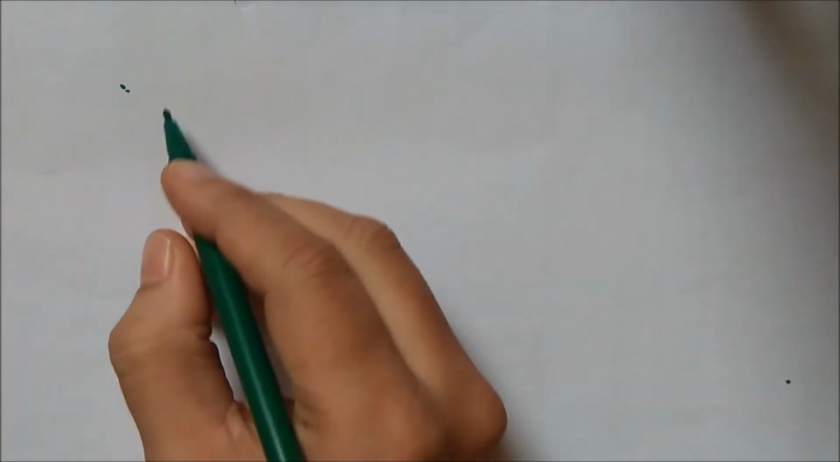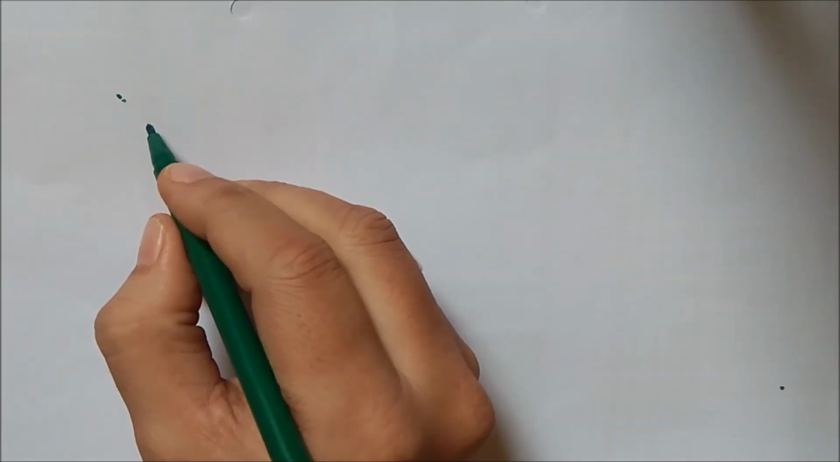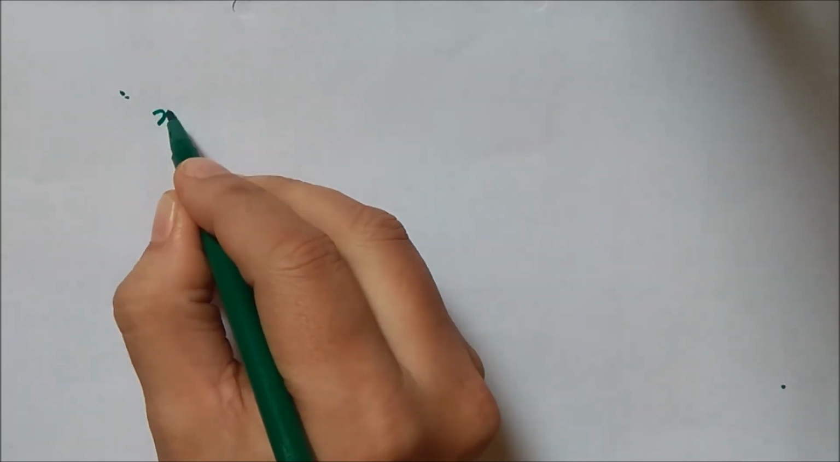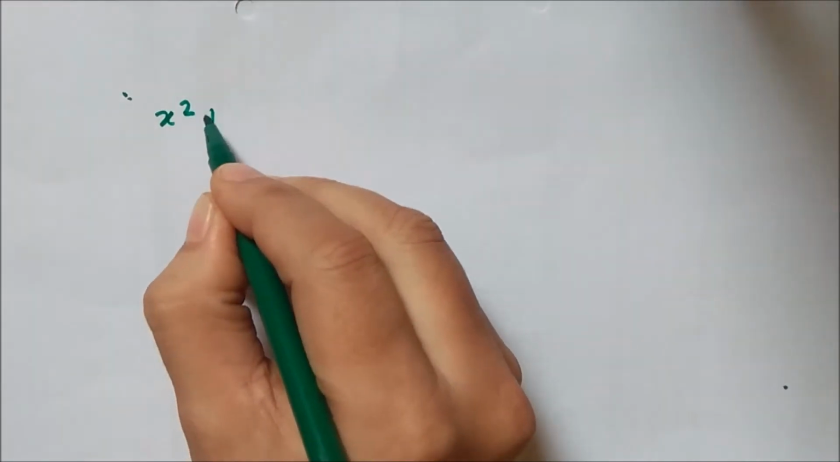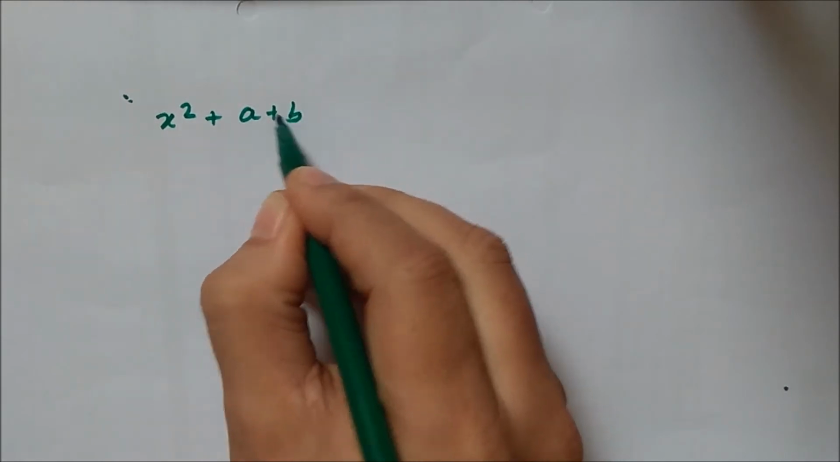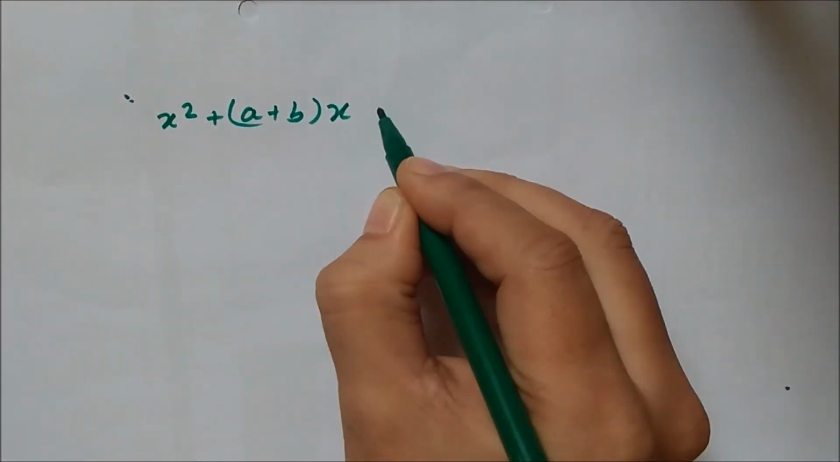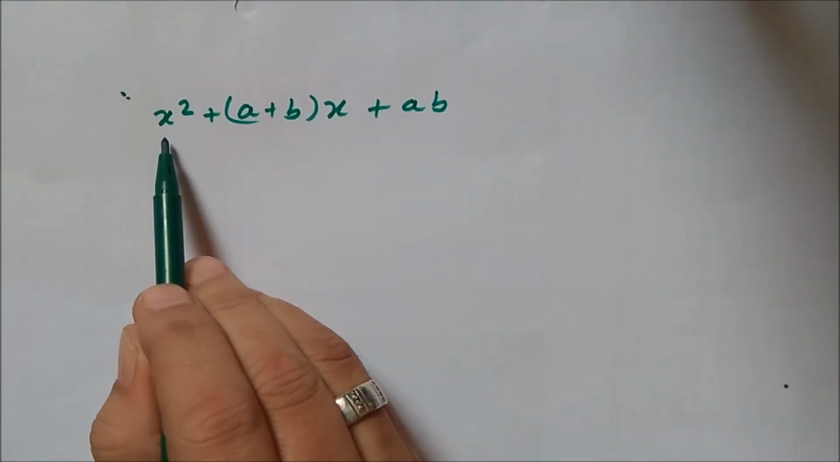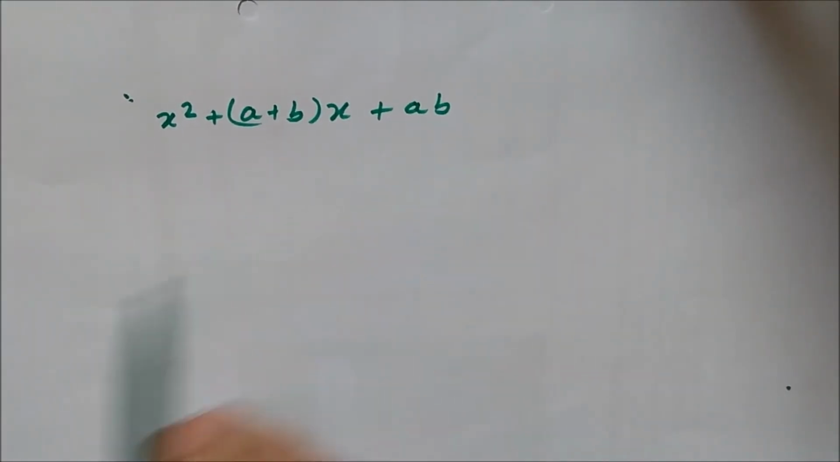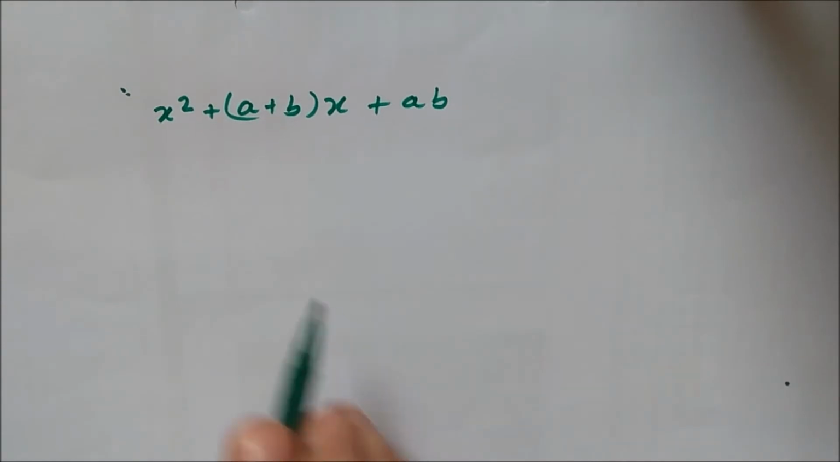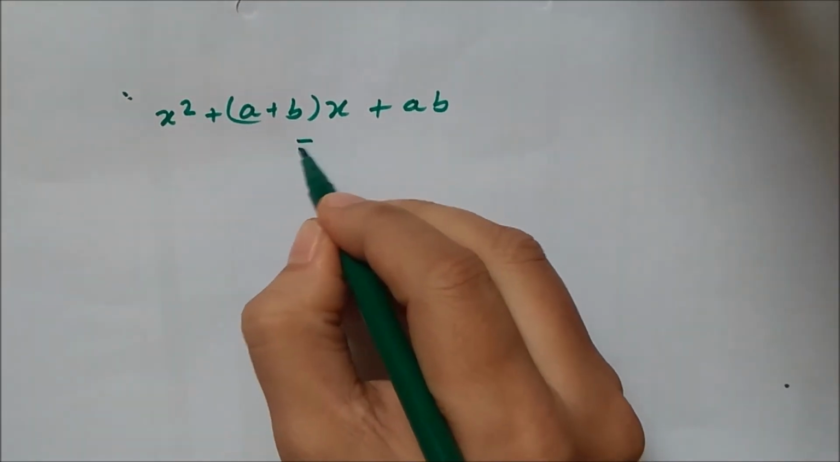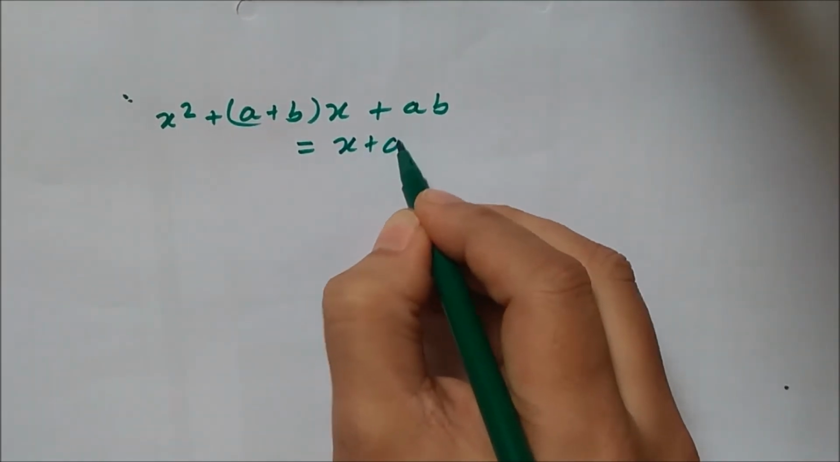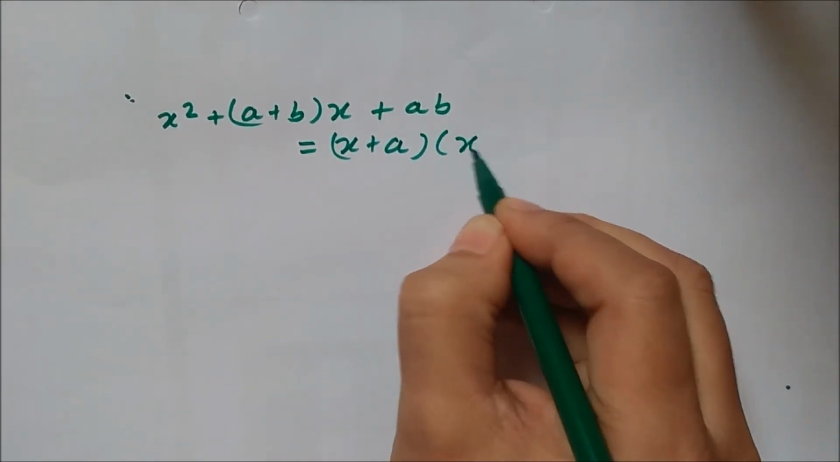We have seen the expressions containing two perfect squares in them. Now if we encounter an expression of the form x square plus (a plus b)x plus ab. Here there is only one perfect square and three terms. How do we do these things? This expression finally becomes equal to (x plus a) into (x plus b).